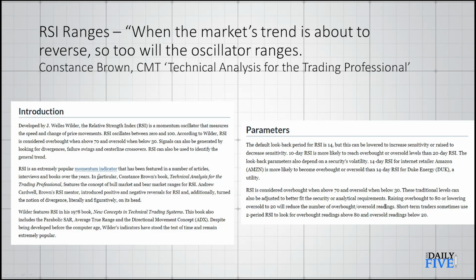So the RSI is a momentum oscillator, and it measures the speed and change of the price movements. It's measured against its own price history. So that's important to remember with this oscillator. And it generally travels between 0 and 100. And Wilder said that overbought is generally around 70, oversold around 30 or below.